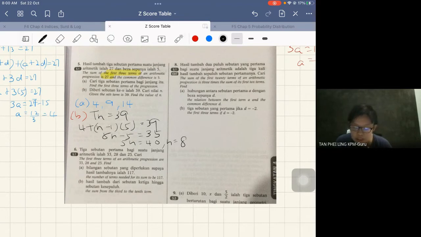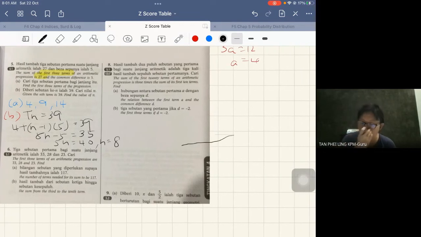Number 6 should be okay, right? Because you see number 6 is just telling you the first 3 terms again, then I ask you to find the number of terms needed for its sum to be 117, which means they want Sn to be equals to 117. Then you just find out what is the Sn, no? Because you got a, you got the n, you got the d. Okay, you can find out very easily. Can we go on to number 8? Okay, we try number 8, all right?